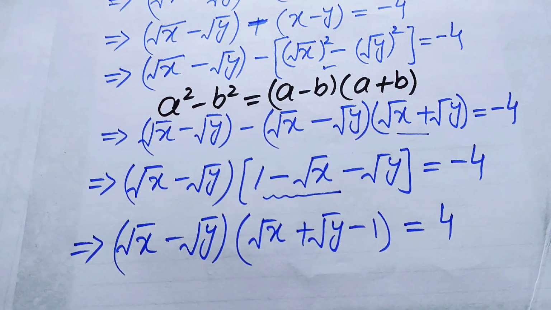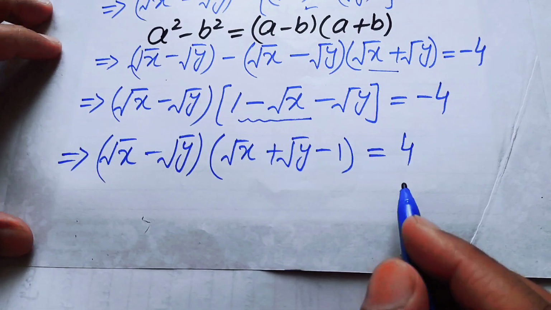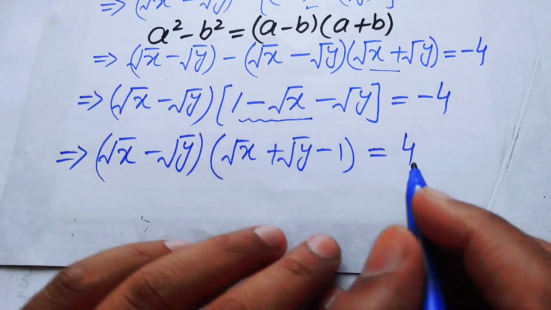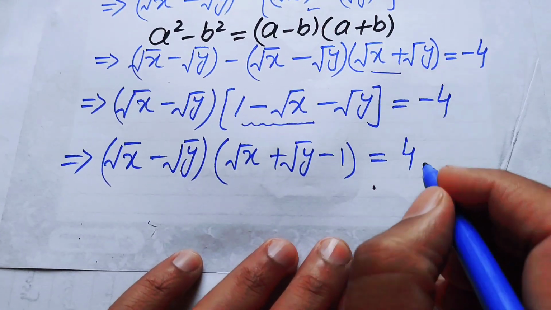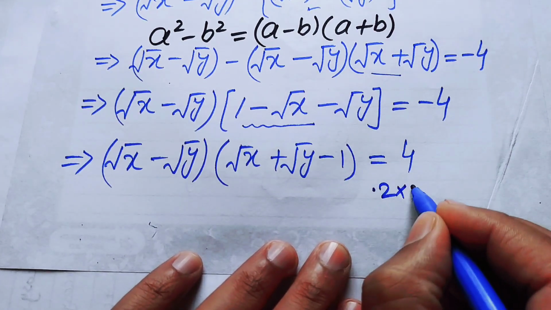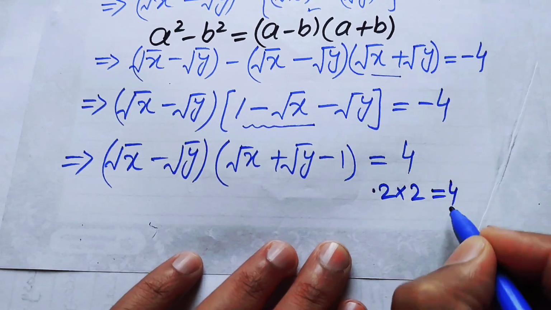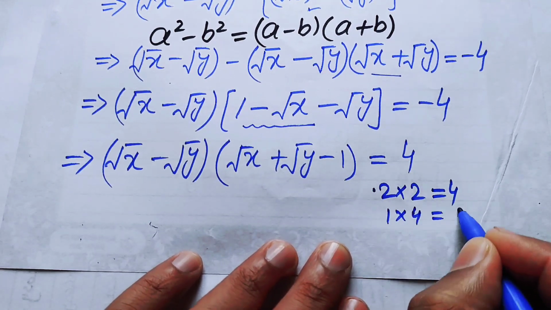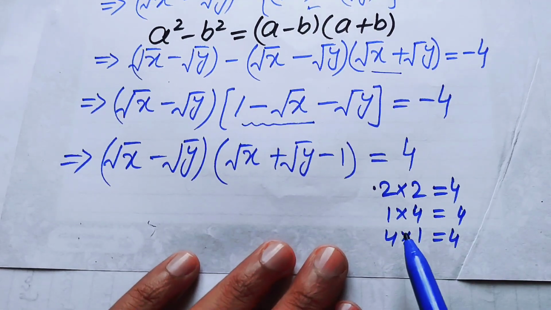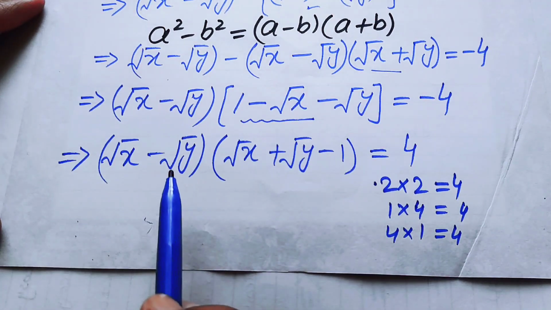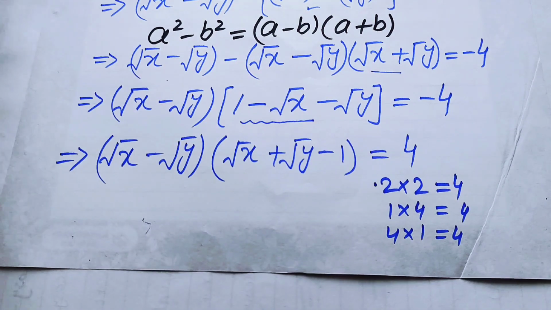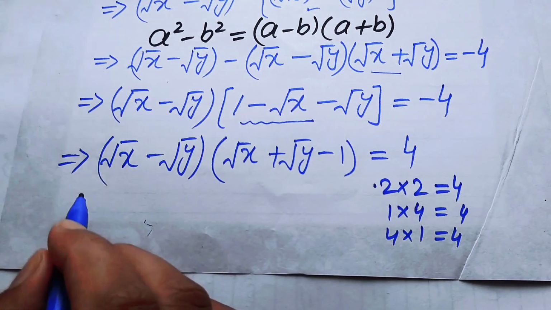So after that, on the right hand side we have the term 4, and we can get 4 in three ways: 2 times 2 is equal to 4, 1 times 4 is equal to 4, and 4 times 1 is equal to 4. We have 3 cases to get 4, so I will equate these factors to the 3 cases.